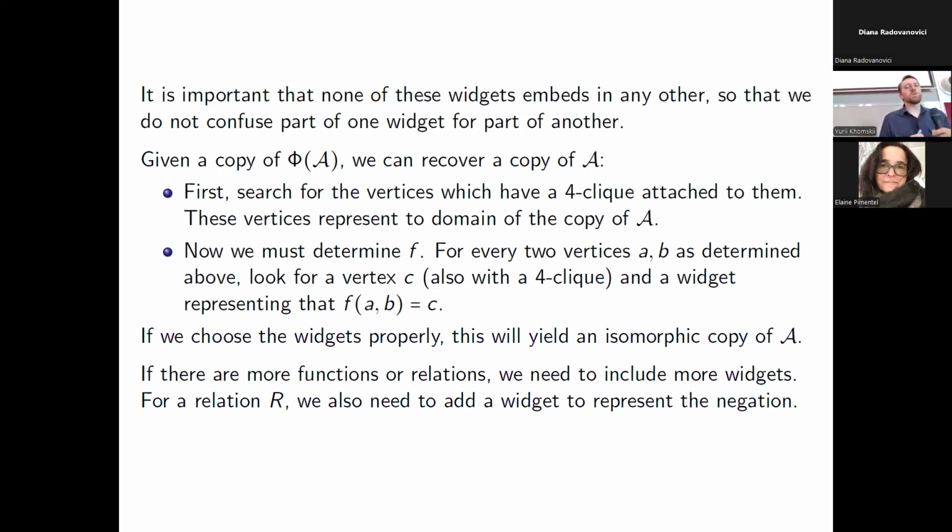Right? If there's more functions or relations, then you need to include more widgets that represent what's going on with those. If you have a relation, then often you'll want to add a widget to represent the negation. So if the things are related by the relation, you put one widget attached to them. If they're not related, then you put some other widget attached to them. And that lets you computably recover whether the relation held or not. So, but in general, this is really the idea, is you're coding things into the graph.